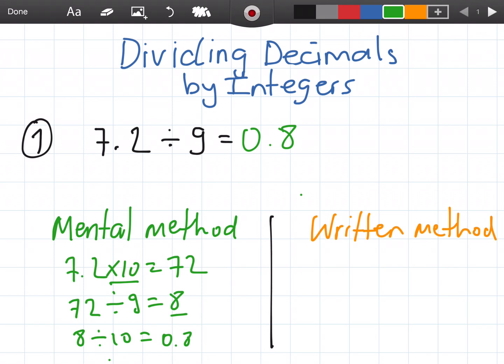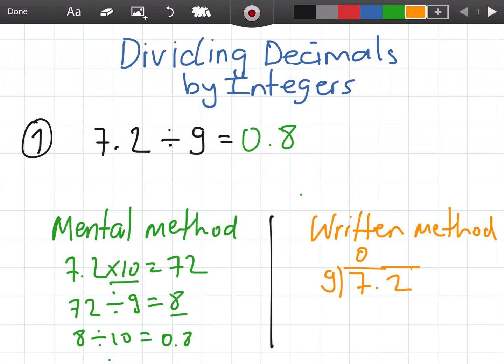So our answer should be 0.8. We can use long division to confirm our answer. I'll be using the English method, but the French method works the same. So 7.2 divided by 9 is the same as saying how many times does 9 go into 7.2. And we can start by saying how many times does 9 go into 7?